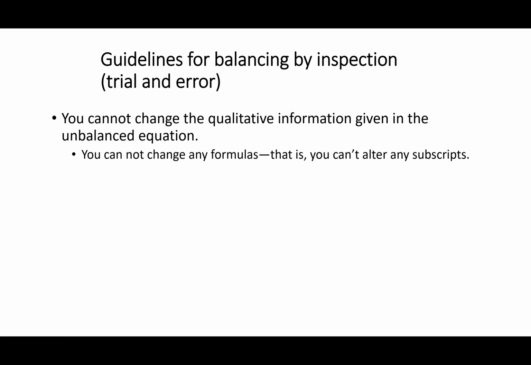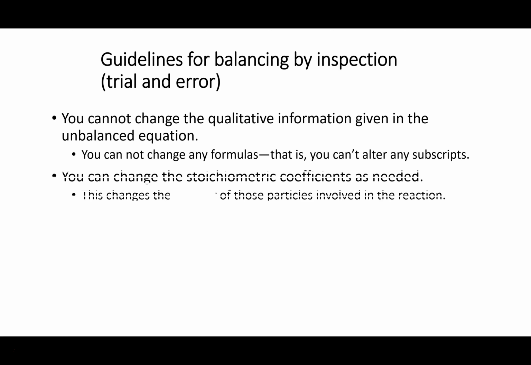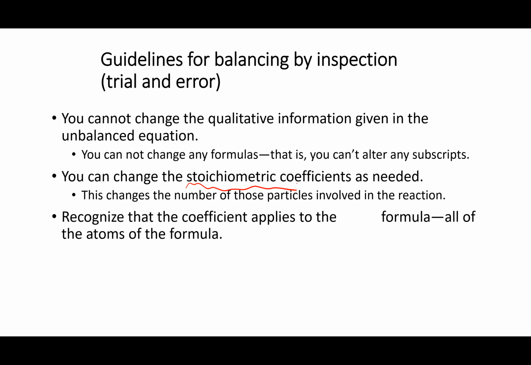I think I did this slide too. One of the things that you can't do is change any of the subscripts. And I did an example up here. You can't change any subscripts, but you can change the stoichiometric coefficient. And that was the word I put up there. Wherever we put a squiggly mark, you can change that. And like we said with water, when we had 2H2O, that means that we had what? Our hydrogens were equal to 4 and our oxygens would be equal to 2 because my coefficient is 2 in front of water.